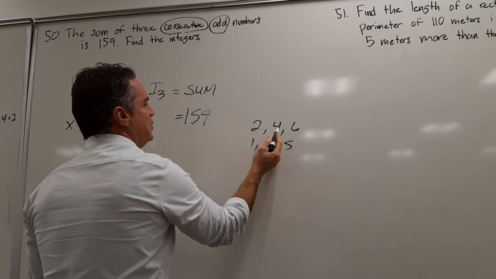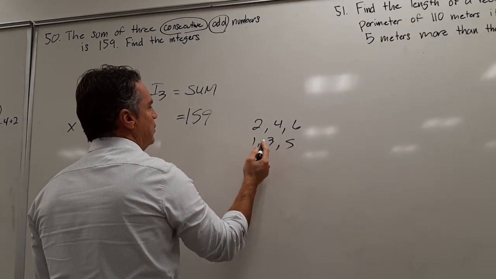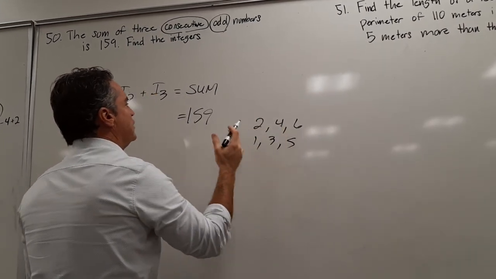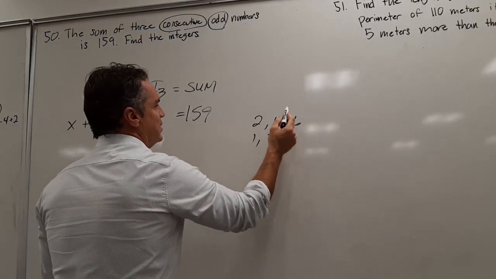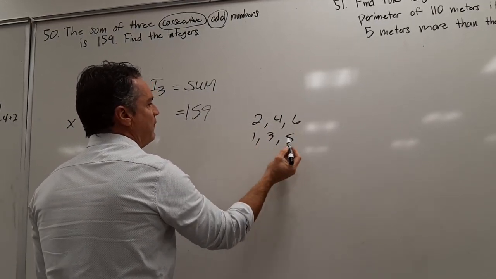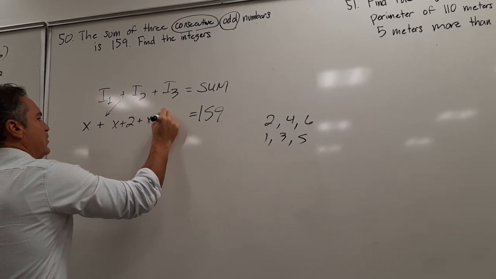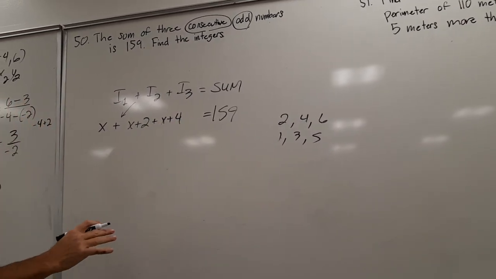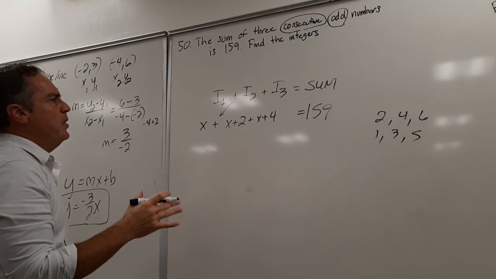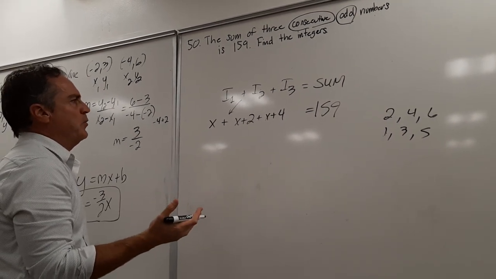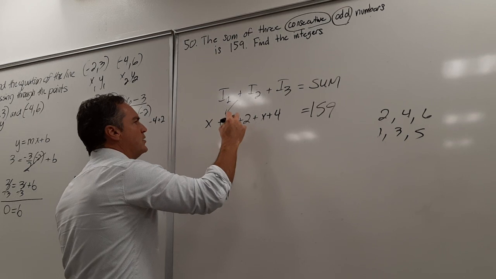What's the difference between 2 and 4? 2. The difference between 1 and 3, 2. The difference between these first two integers is 2. What's the difference between 2 and 6? 4. The difference between 1 and 5, 4, right? 5 minus 1 is 4, 6 minus 2 is 4. So our third integer is x plus 4. We should have this memorized. I went through it quickly because we've gone through this. This is called a retro problem. It's a review problem. We're not teaching this concept brand new.